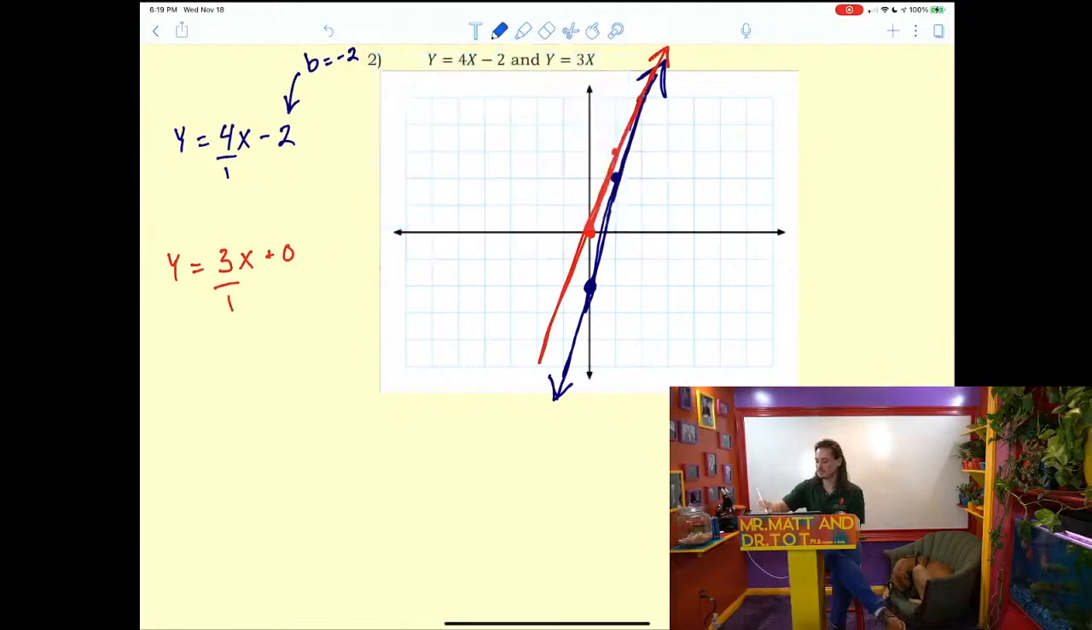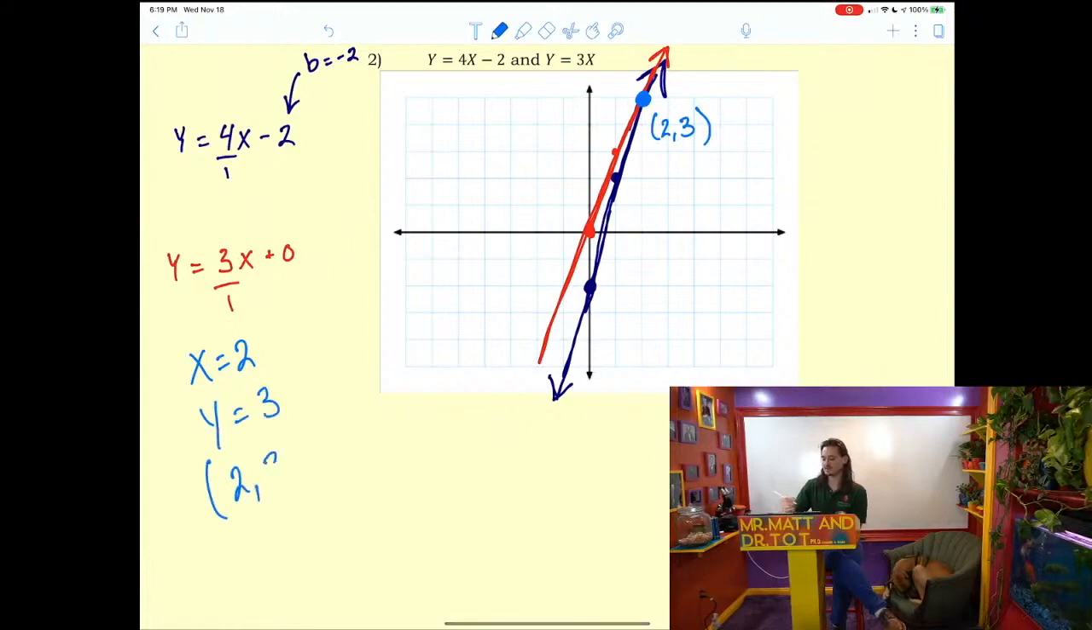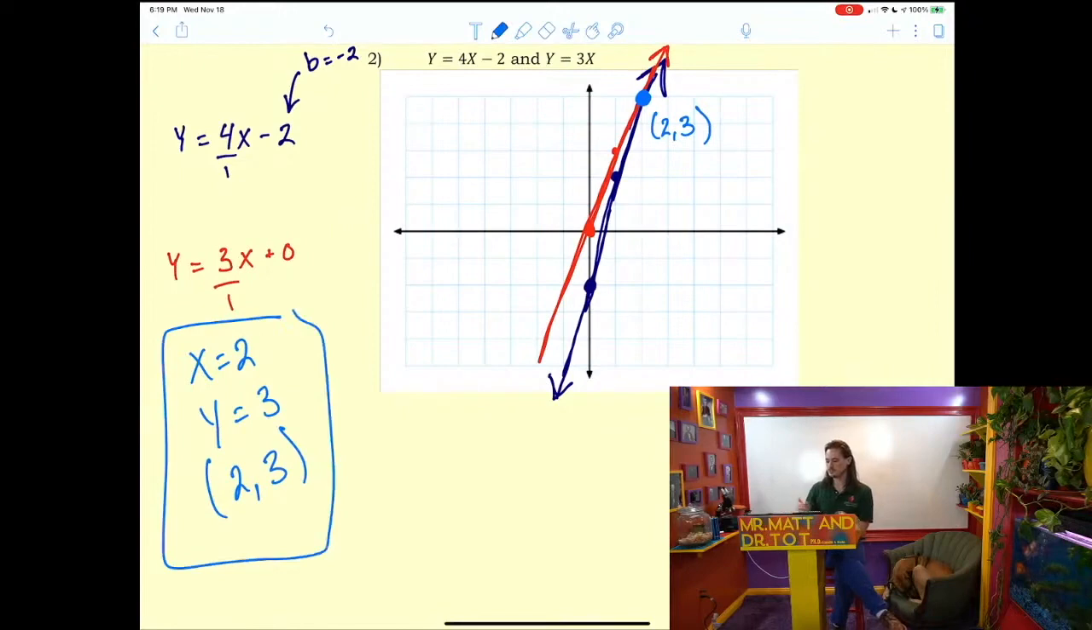That I'll do in light blue. So when x is equal to 2, y is equal to 6, because they overlap or they intersect at the coordinate point 2, 6. I apologize. So our solution here, x equals 2, y is equal to 6.